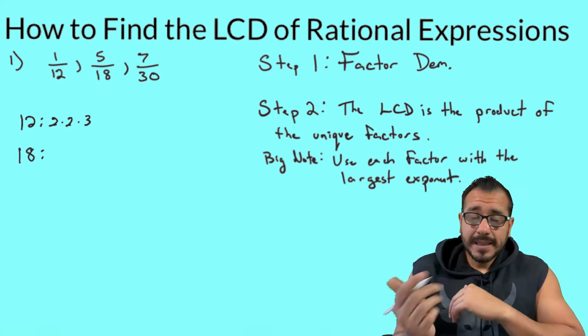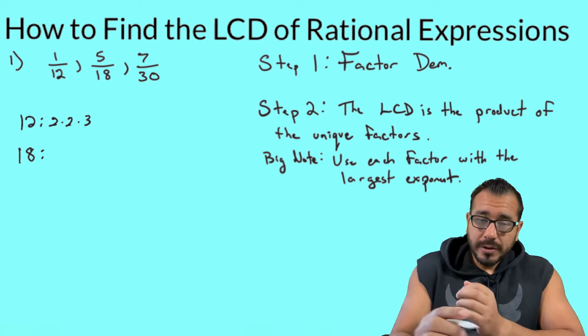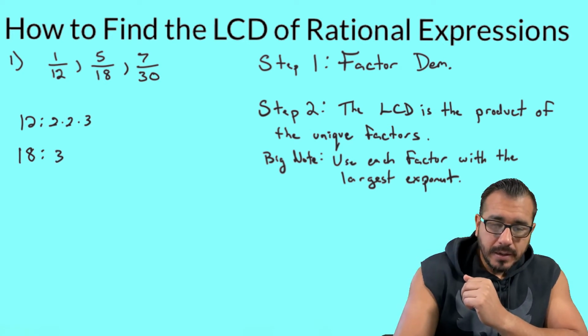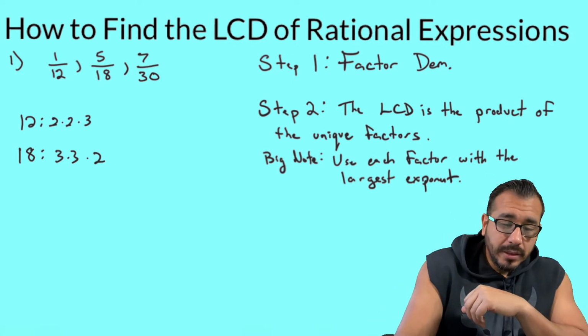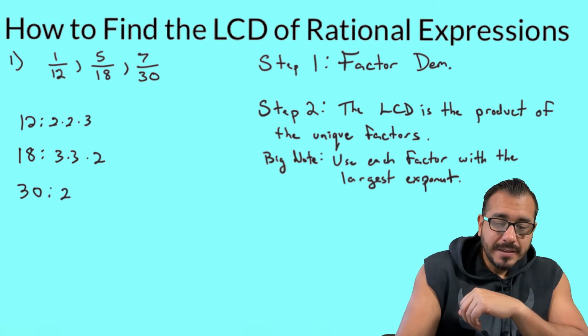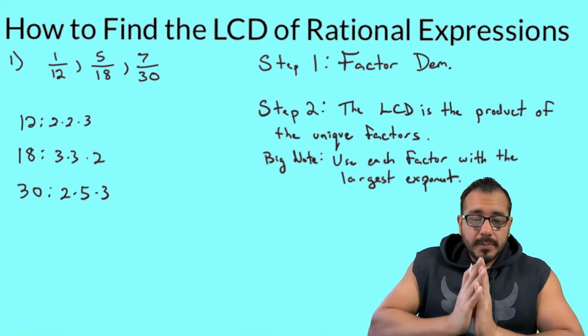The 18 is 9 times 2, but the 9, you could factor it further. So it's 3 times 3 times 2. Alright, so that's for 18, and then we got 30, which is going to be 10 times 3, but that 10 is 2 times 5 times 3.